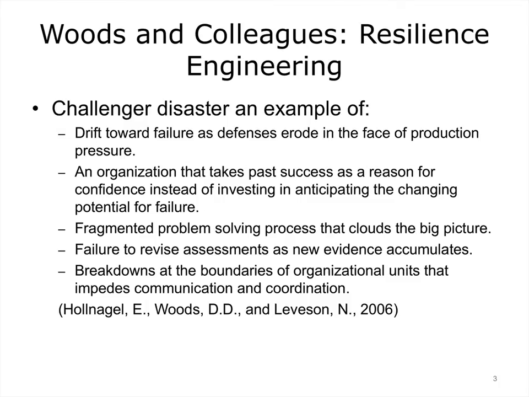Other fields have methods of designing for safety. David Woods and colleagues described the Space Shuttle Challenger disaster as an example of how major errors happen. This includes a drift toward failure as defenses and regular procedures erode as production pressure, sticking to the schedule, increases. Taking past success as a reason for undue confidence instead of continuing to anticipate and examine points where failures could occur. New evidence accumulated, but assessments were not revised. Communication and coordination broke down between organizational units.